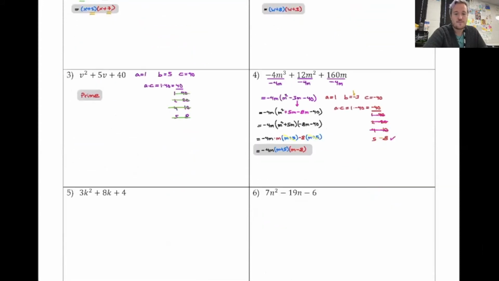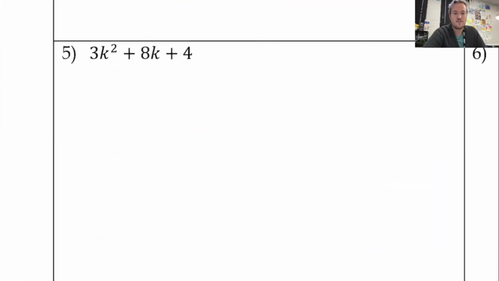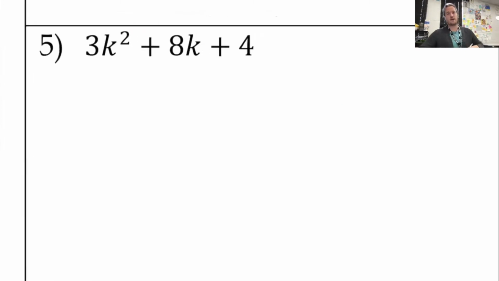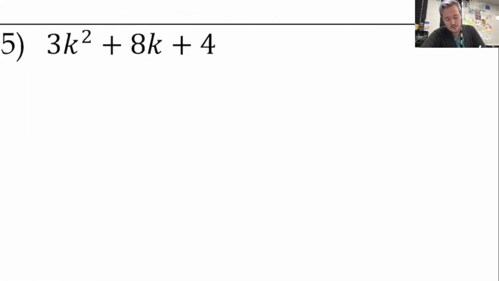All right. So now looking down here. So this is where your a value is not going to be 1. So this is where the rule or the riddle is not going to be as obvious. But you still solve it the exact same way. So still want to find my a, b, and c value. So a equals 3, b equals 8, and c equals 4.